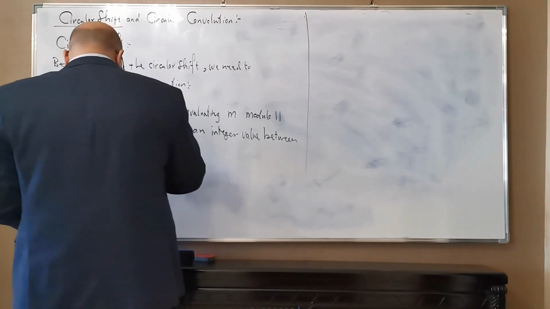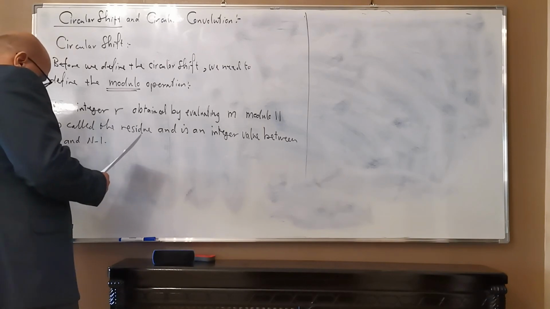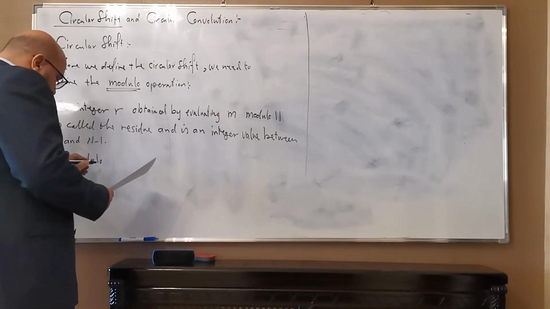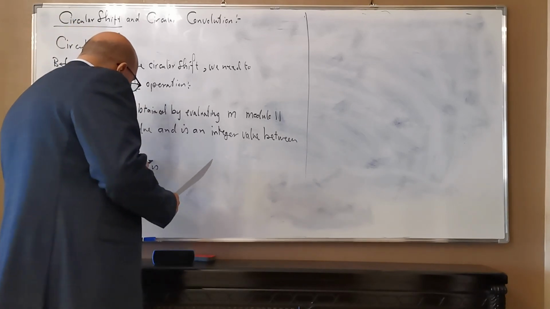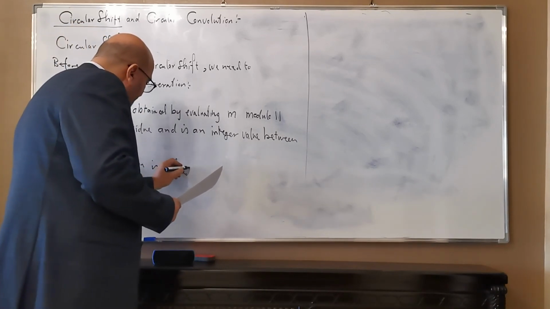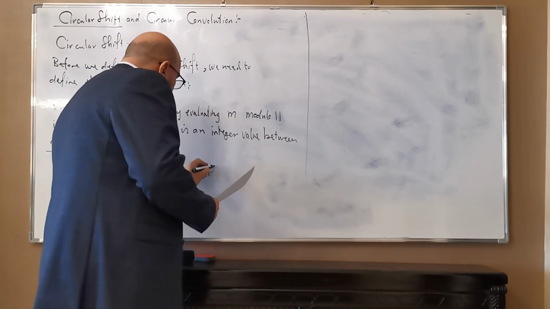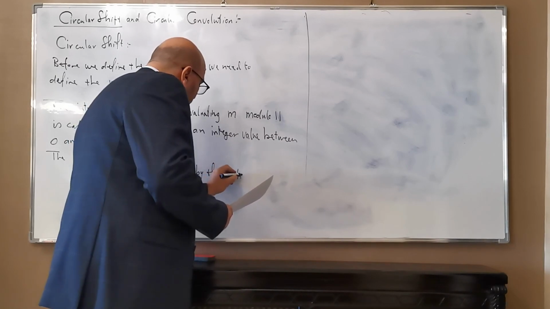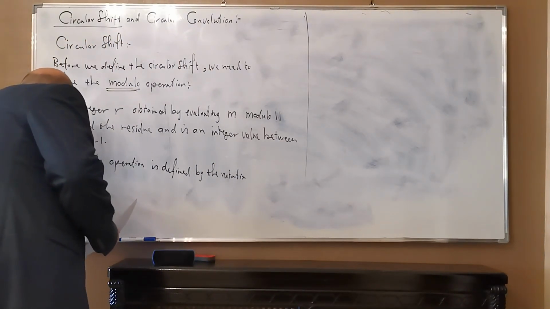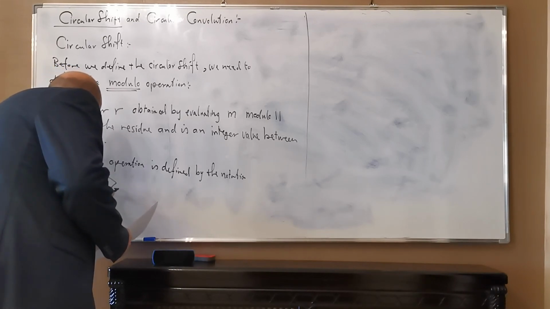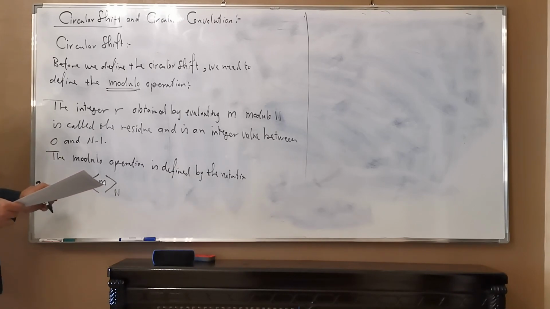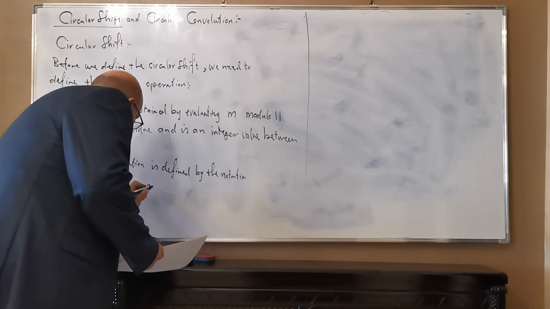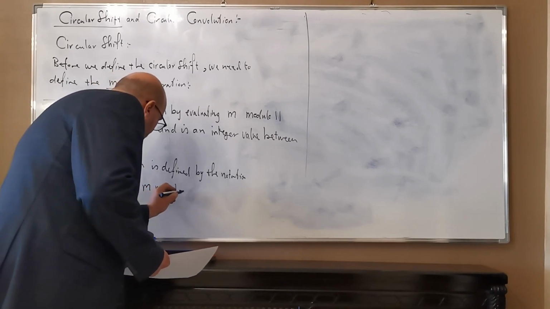So the modular operation is defined by the notation r equals m modulo n, to say that you are doing m modulo n.